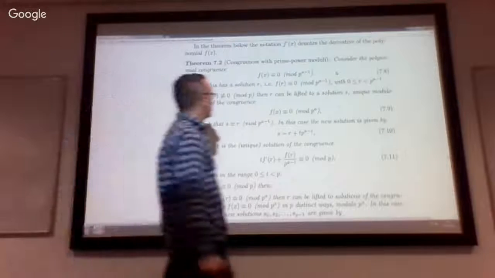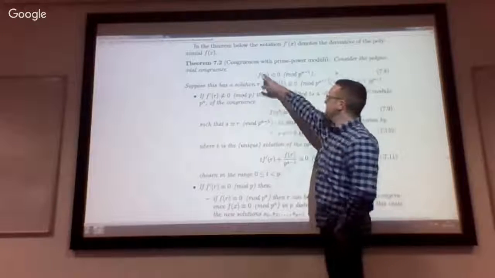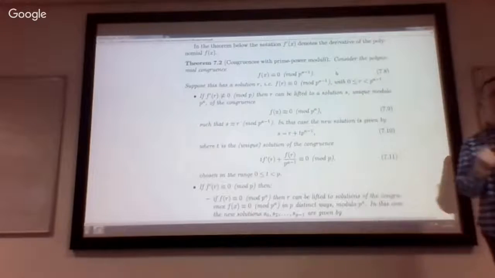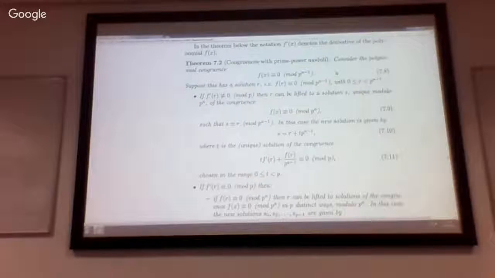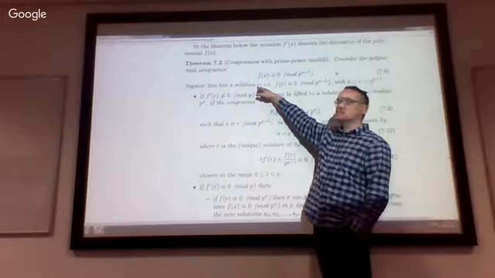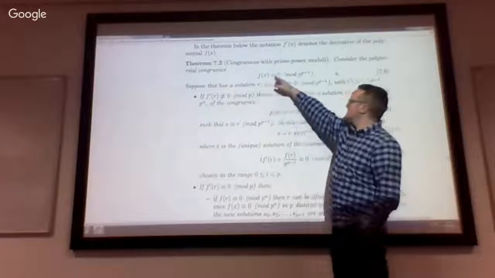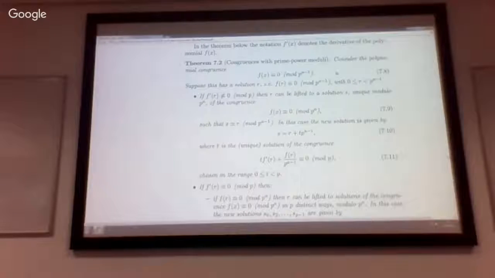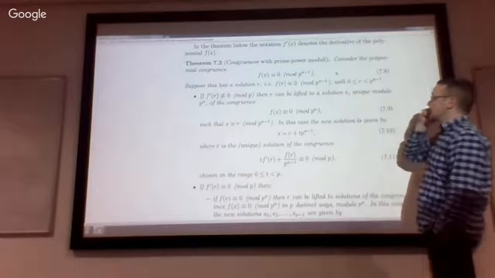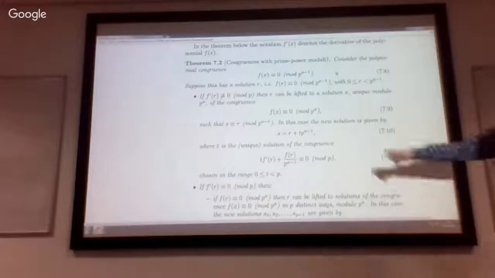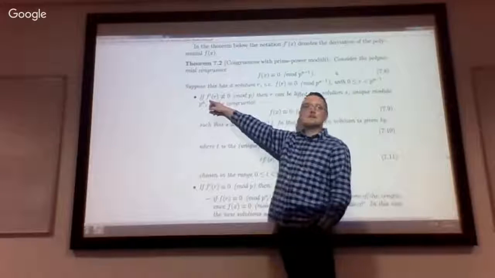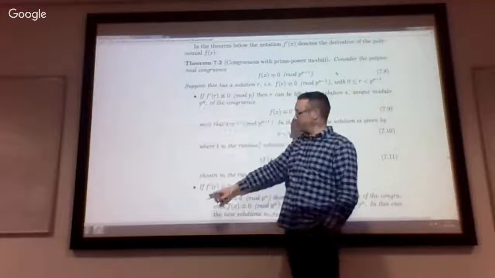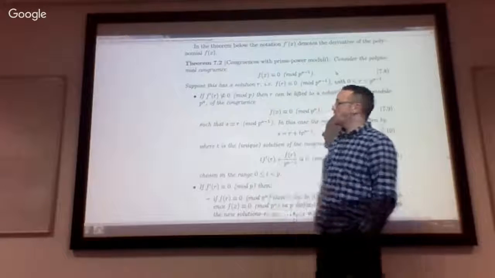We're starting with the assumption that we have a solution R to this polynomial congruence modulo p to the a minus 1. Okay, that's the assumption that we start with. And what the theorem is going to describe is, can we associate to R a solution to the congruence modulo p to the a? So we're starting from the fact that R is a solution modulo p to the a minus 1. So the first question is a question about the derivative of the polynomial. Okay? So we work out the derivative of the polynomial, and we evaluate the derivative at R.